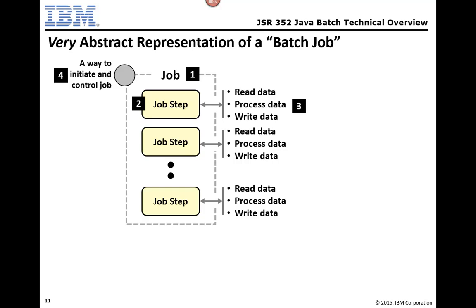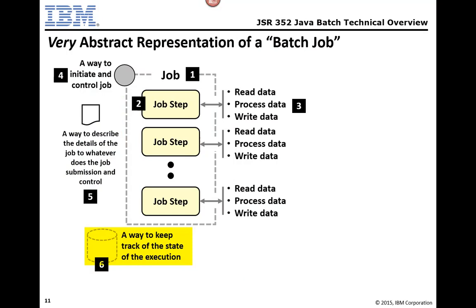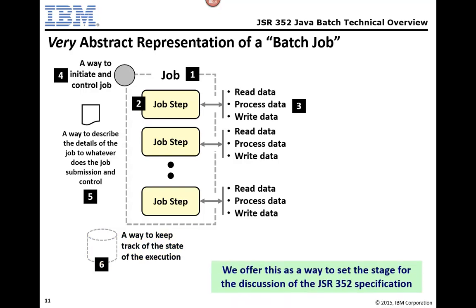For a batch job to start up and run, a function needs to be part of the runtime that listens for and understands the job submission request when it comes in. That means we need some way to describe the batch job so the job initiator function can understand what it's supposed to do. And we need some way to keep track of the batch jobs. This is needed because batch jobs may need to be restarted, and in that case we need to know where to pick up and continue the batch job. We offered this high-level overview because it helps us explain the JSR352 standard. We look at that next.